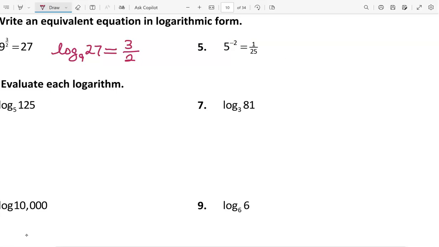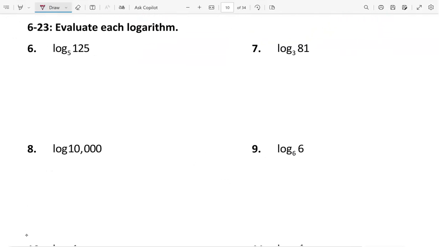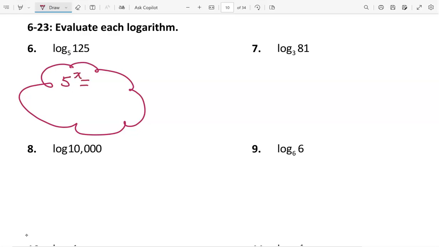In number 5, log, and the base is 5, so log base 5 of 1/25 equals the exponent -2. All right, in 6 through 23, we're evaluating each logarithm. Remember that a logarithm is equal to an exponent, so we have to be thinking the base is 5, the exponent is what I don't know, and that equals 125. And of course, 125 can be re-expressed as 5 cubed, so this logarithm is equal to 3.